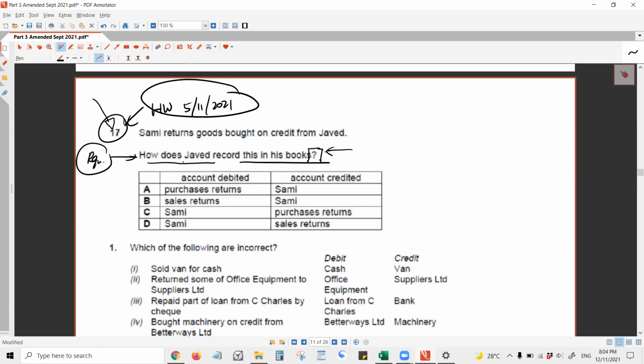When it's asking you how somebody should record a transaction, you must know that you are that somebody. You are Jeff in this question. I think I have to tell you what you should do first when you see a question with a number of names inside. In this question you have two names, one is Sami, another is Jeff. You must always know who you are in the question.